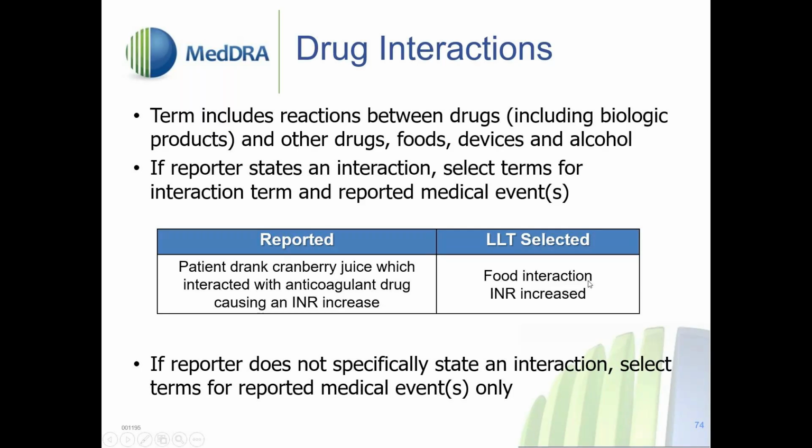Food interaction. Make sure to code this interaction as specifically as possible, but you may also receive reports, not just food interaction, but drug-drug interactions, drug-alcohol interactions, device interactions, drug-device interactions, drug-disease interactions, herbal interactions, or radiation interactions. Always code as specifically as possible because all these concepts are available in MedDRA. But what if a reporter does not specifically state that an interaction occurred, but only mentions that two or more drugs were taken together and reports a medical event afterwards? In such instances, you should not assume an interaction just because the patient is taking several drugs, but select terms for the reported medical events only.